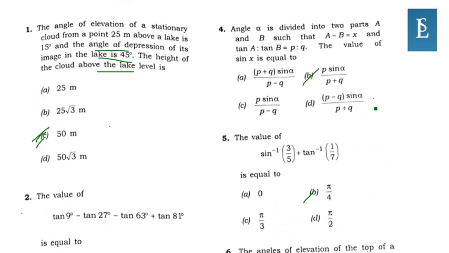Angle alpha is divided into two parts A and B such that A minus B equals x and tan A upon tan B equals P upon Q. The value of sin x is equal to, so what will be the value of sin x? You can solve this question. You will get the value P sin alpha upon P plus Q.